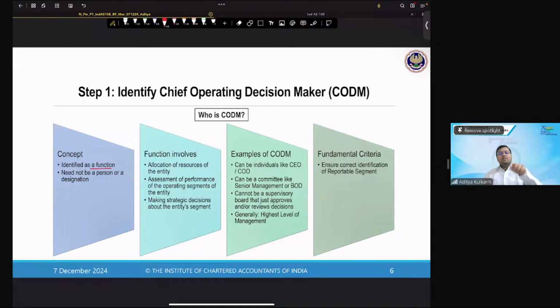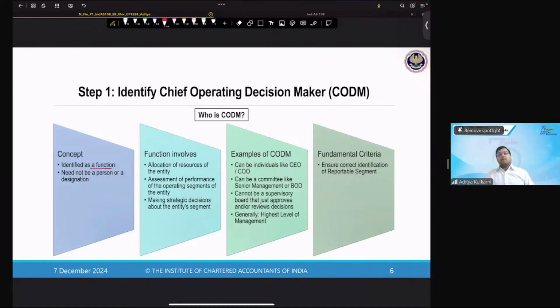Names don't matter. What is important is what is the work that you are doing. So this is a function-based classification. The chief operating decision maker is purely function-based. It is not based on designation. It can be an individual. It can be a group of individuals. It can be a committee.